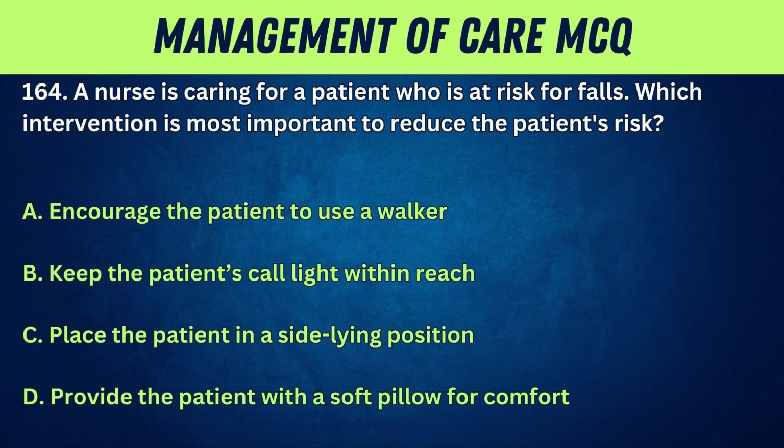164. A nurse is caring for a patient who is at risk for falls. Which intervention is most important to reduce the patient's risk? A. Encourage the patient to use a walker. B. Keep the patient's call light within reach. C. Place the patient in a side-lying position. D. Provide the patient with a soft pillow for comfort.